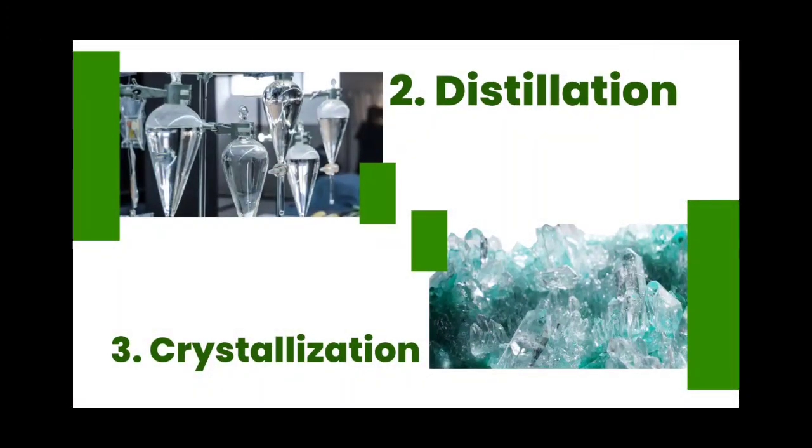Distillation. Distillation is a process that separates different components of a liquid mixture based on their boiling points. This process is used in many applications, such as petroleum refining, alcoholic beverage production, and pharmaceutical manufacturing. In petroleum refining, crude oil undergoes fractional distillation, separating it into various products like gasoline, diesel, and jet fuel.